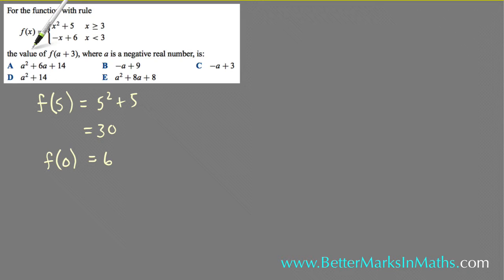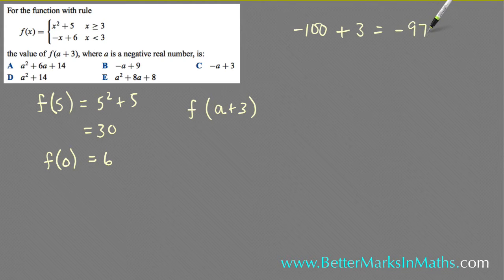And what you're being asked is to find the value of f of a plus 3, where a is a negative real number. So looking at f of a plus 3, so just the a plus 3 part, if a is any negative number, when you add 3 to it, the value of that is always going to be less than 3. So let's say a was minus 100, then minus 100 plus 3 is minus 97, which is definitely less than 3.